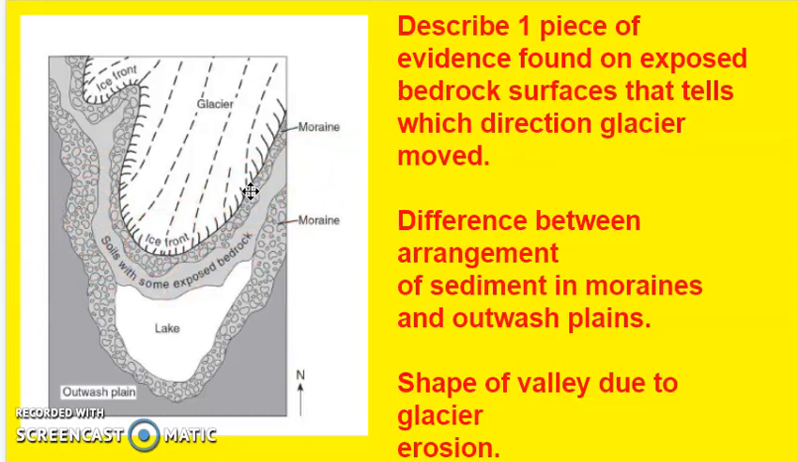The second question is the difference between an arrangement of sediment in a moraine versus an outwash plain. Very simply, moraines are unsorted, unlayered, because they were brought by glaciers, like a conveyor belt, but outwash plains have been deposited by meltwater streams, so they're sorted and layered. The shape of a valley: it takes a river valley that was V-shaped and makes it into a U-shaped valley.